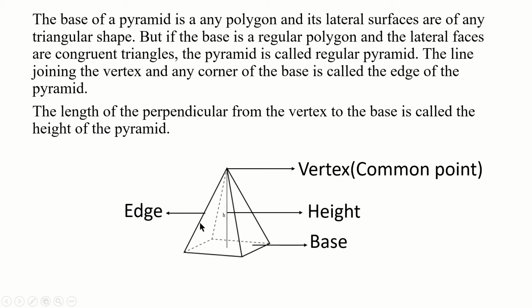S means the line intersecting two faces. That means this face intersects this line, this face intersects this line. Those are edges of the pyramid. And this is a base. Clear, everyone? Okay, now follow.